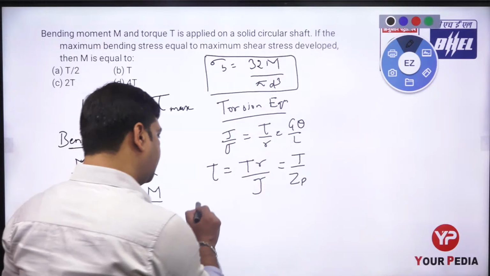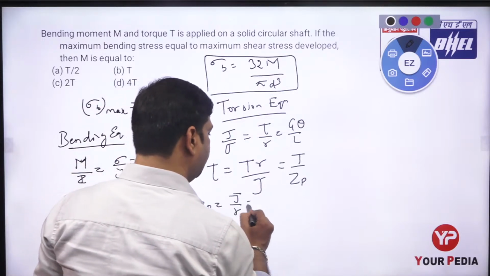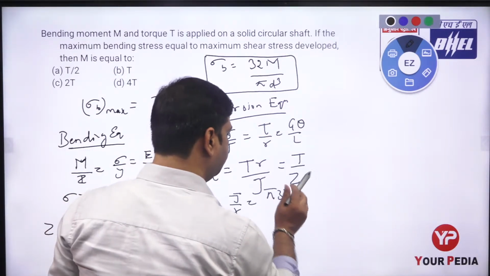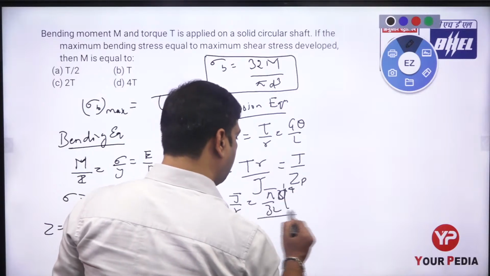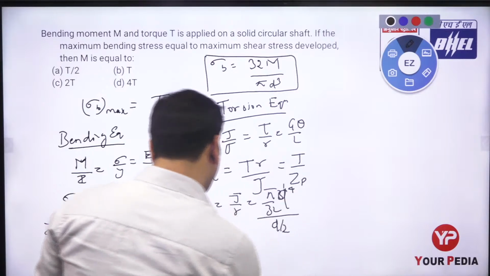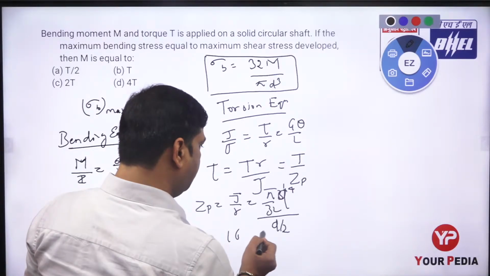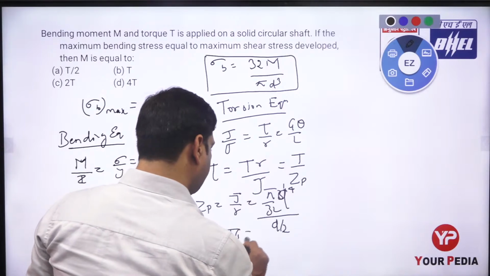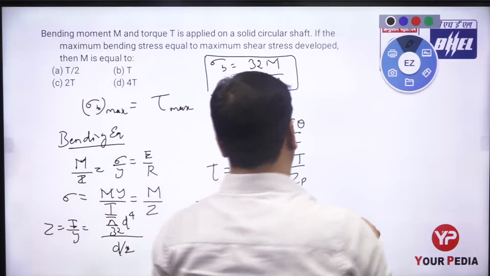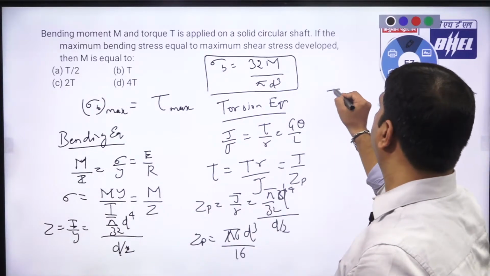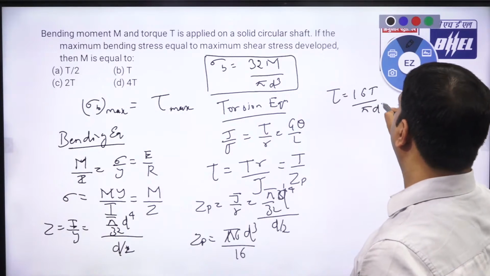Zp is known as J by R. J is pi by 32 into d to the power 4 upon d by 2. So Zp comes to be pi d cube by 16. So from here, tau comes to be 16 T by pi d cube.